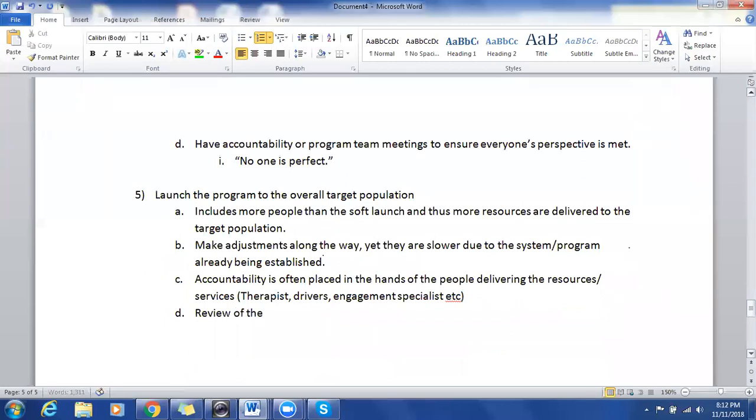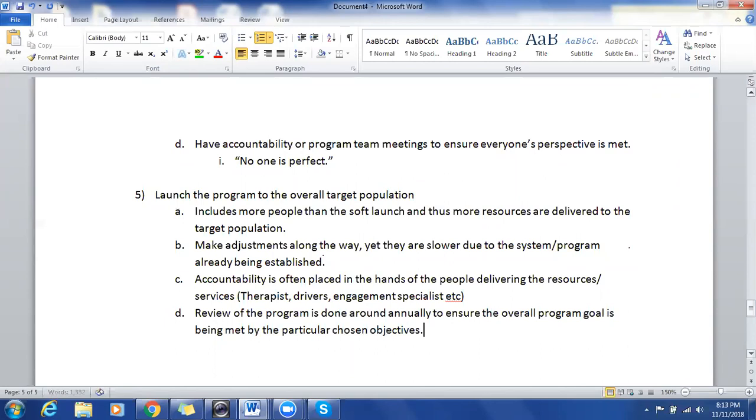So we review the program. Review of the program is done around annually to ensure the overall program goal is being met by the particular chosen objectives. Because remember, the objectives link us back to the particular goal. So with that, that is our program development.